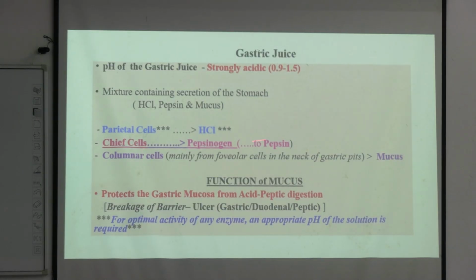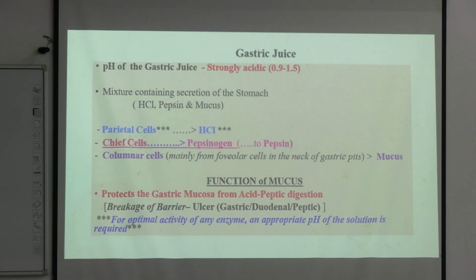So gastric juice pH is around 0.9 to 1.5. So pepsin acts during that pH. So in the stomach, there are 3 types of cell. One is parietal cell, which secretes HCl. Note down, chief cells of the stomach produce pepsinogen, and the columnar cell secretes mucin.